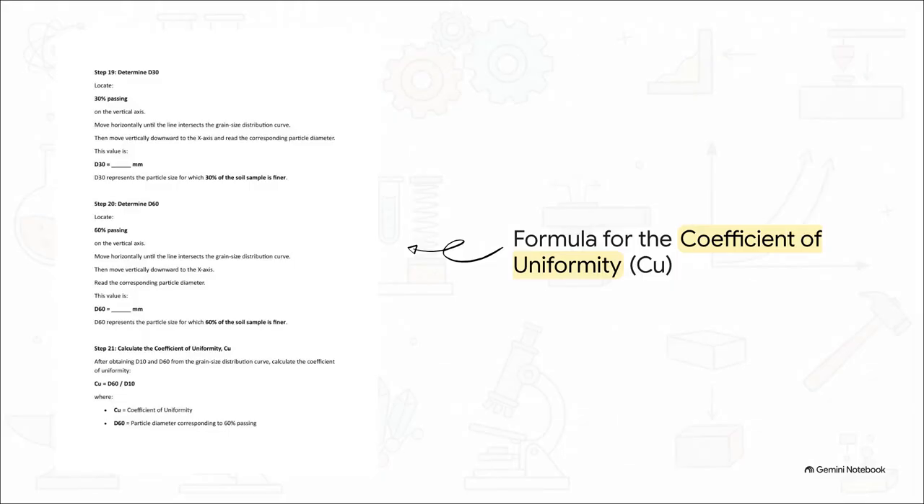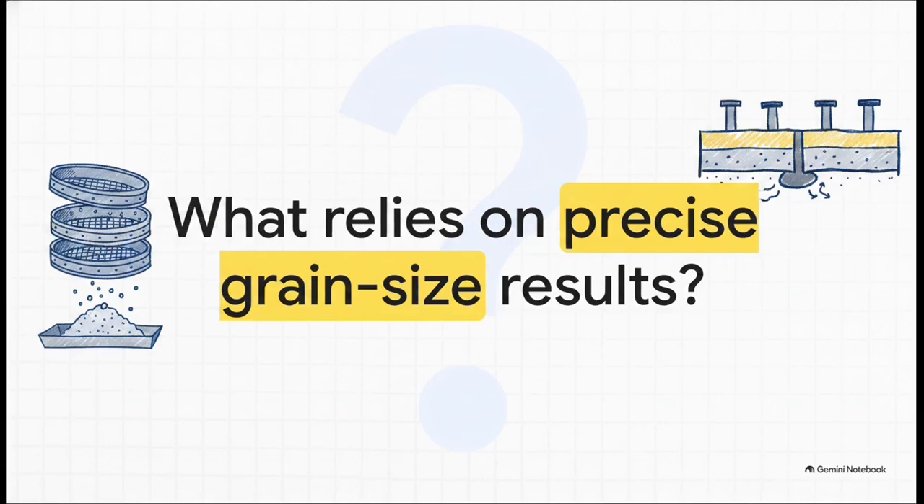So, what do we actually do with those numbers? We plug D10 and D60 right into this formula. Cu equals D60 divided by D10. This simple calculation gives you the coefficient of uniformity. As engineers, we use this alongside the coefficient of curvature to officially classify the soil as either well-graded or poorly graded. Time for a quick pop quiz.